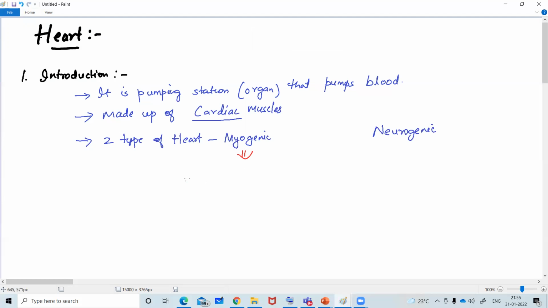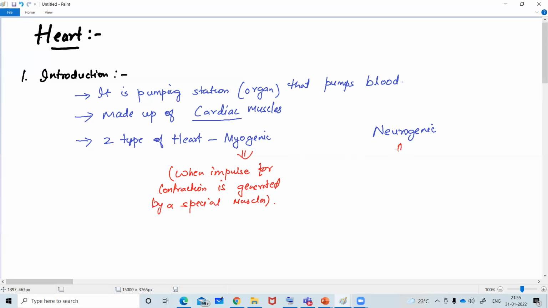That's called myogenic. So you can write in one line: when the impulse for contraction is generated by special muscles, right? That muscle is called myogenic muscle.